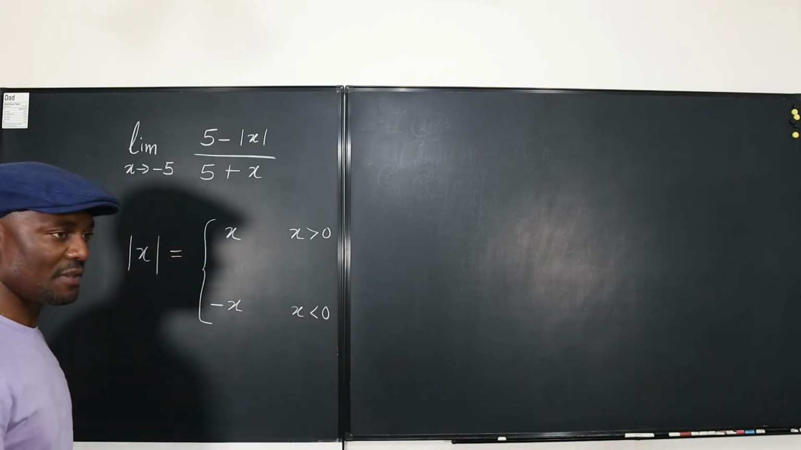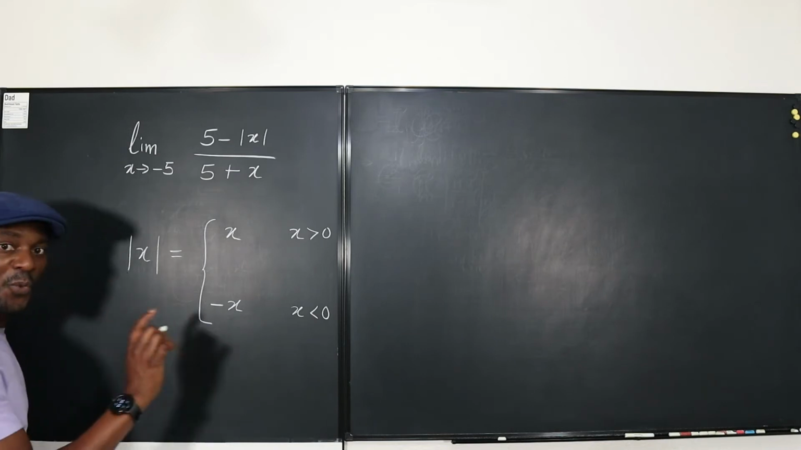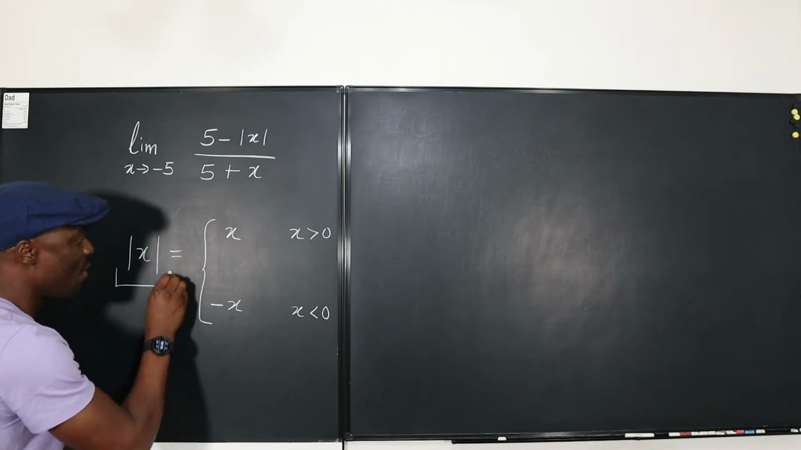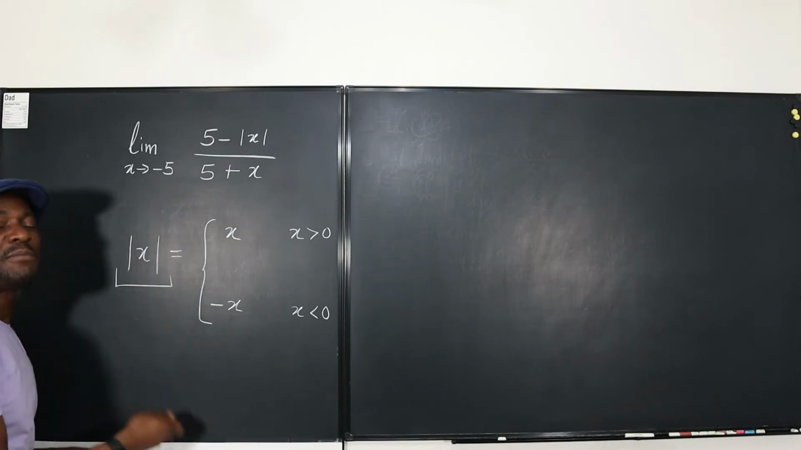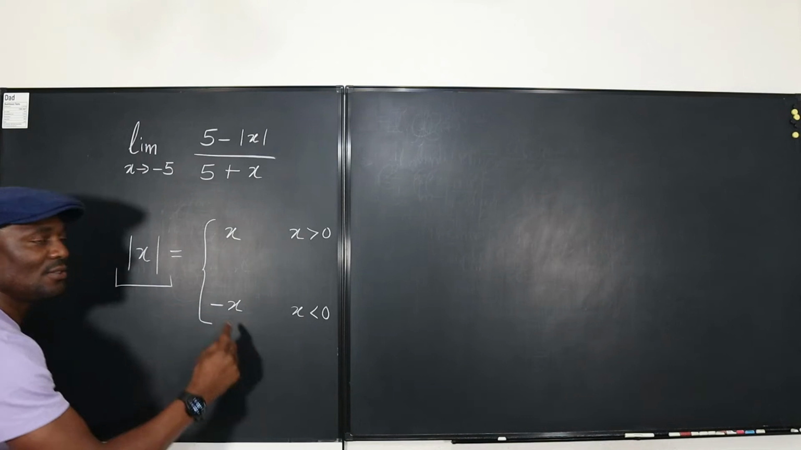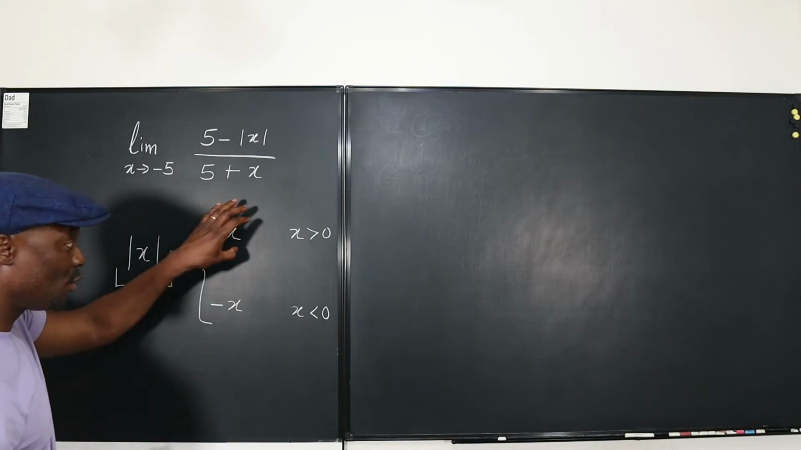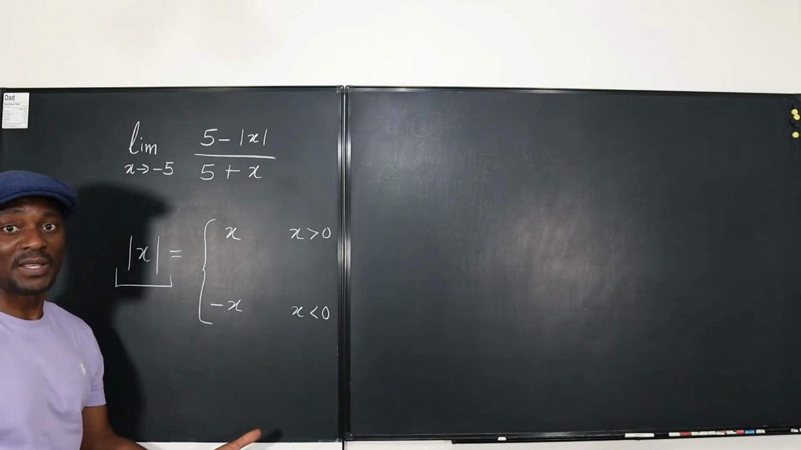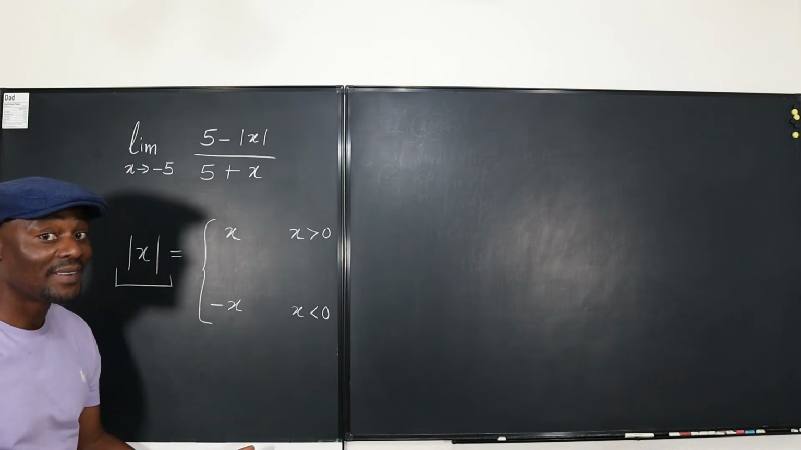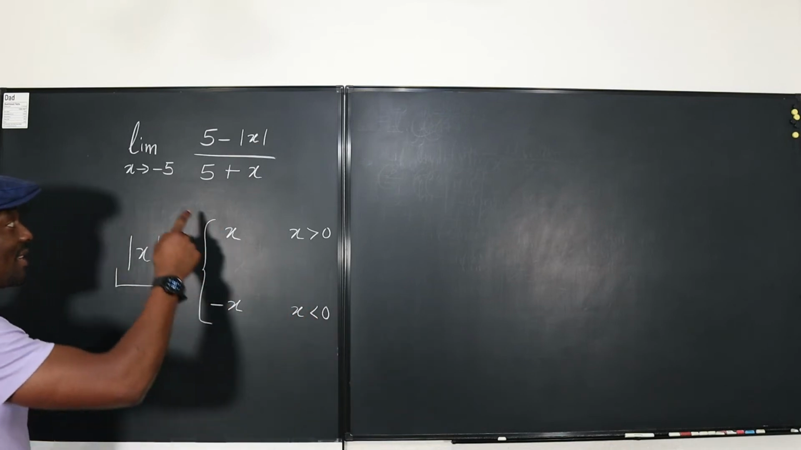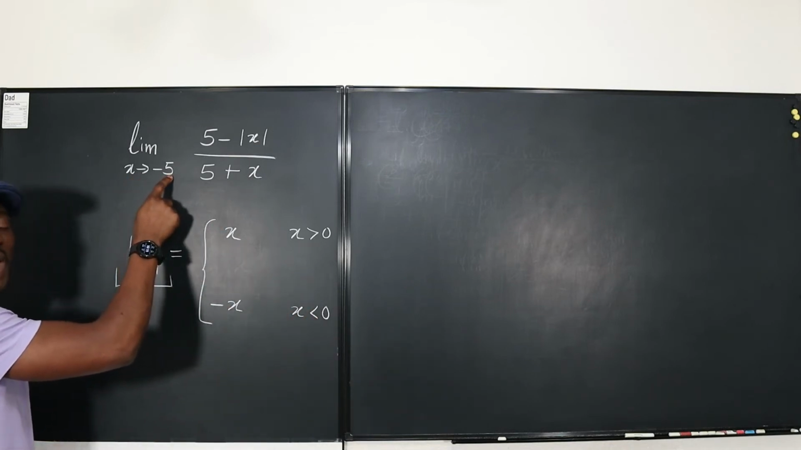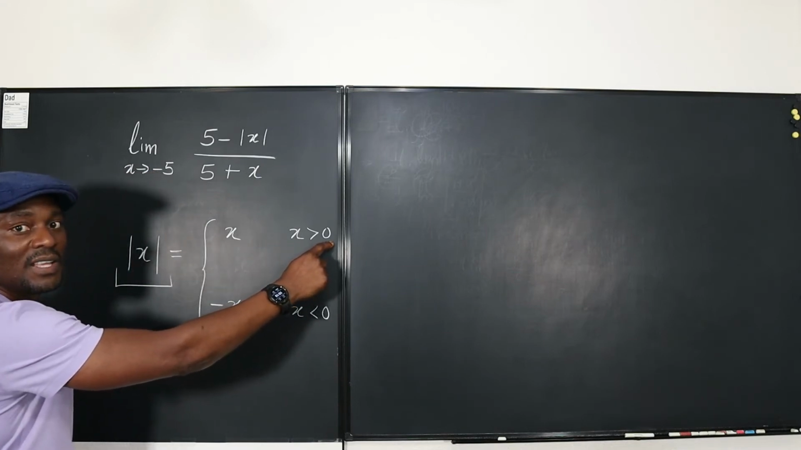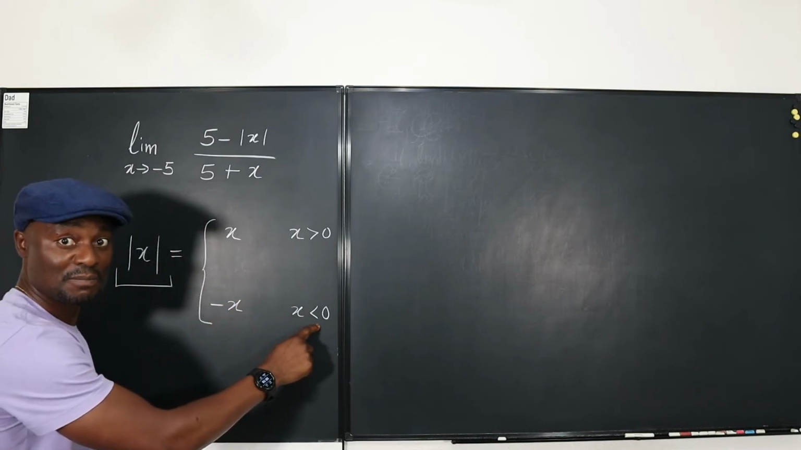So what this means, you have to know this definition. Wherever I see absolute value of x, I must replace it with either of these two. So I have to choose x or I have to choose negative x. What would I choose in this case? Well, it tells us that x is approaching negative 5. As x approaches negative 5, is it greater than 0? No. It's approaching negative 5 means it must be less than 0.